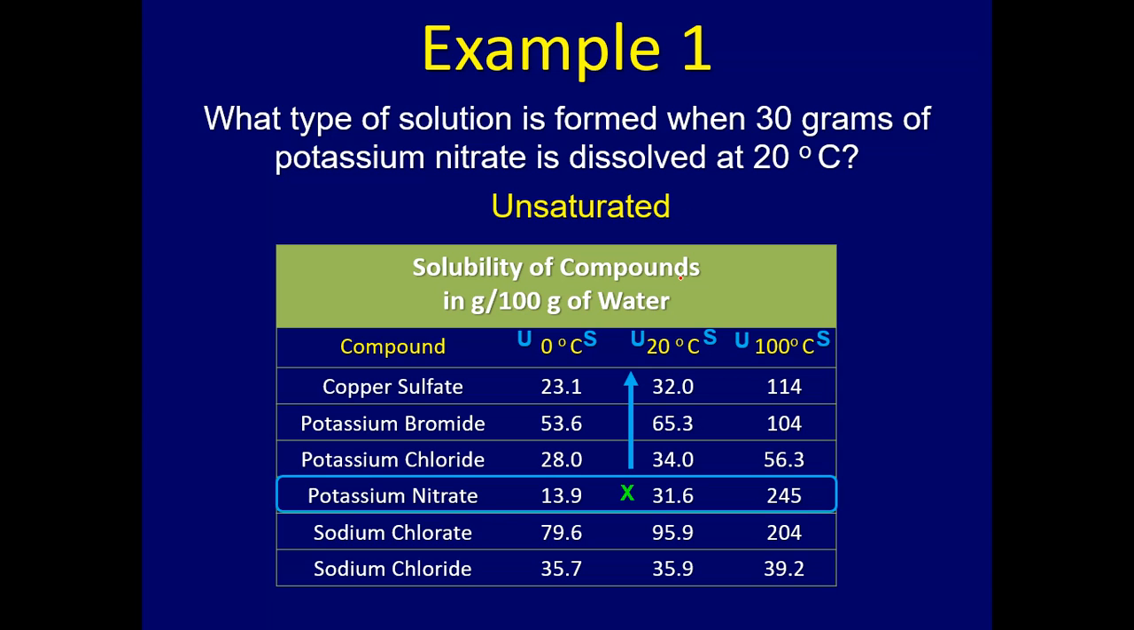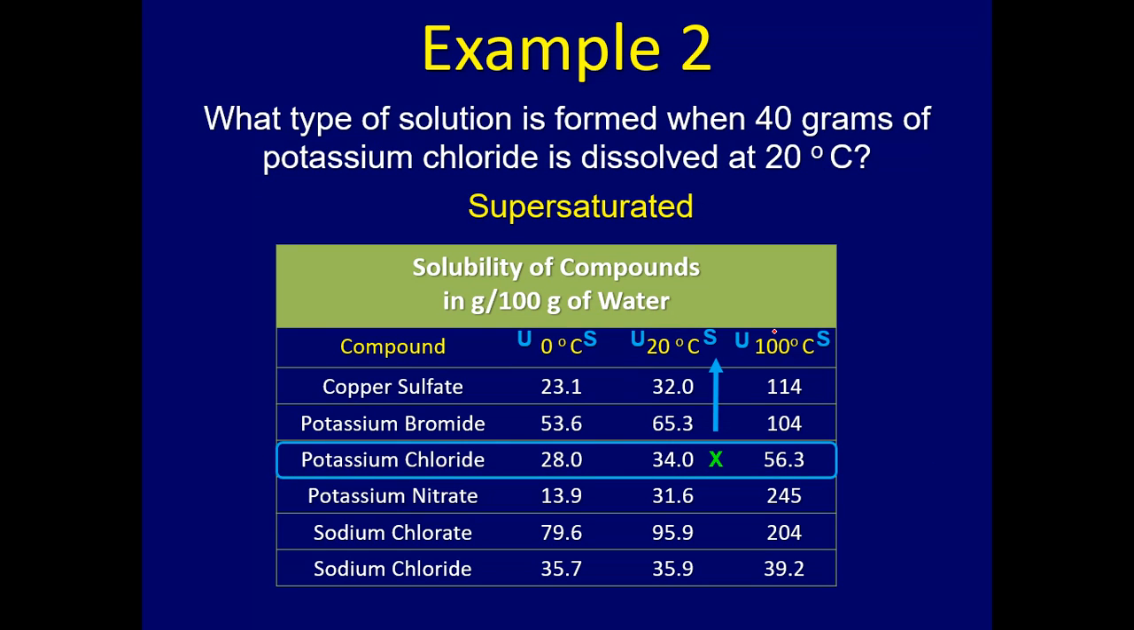Okay, so an example on this. What type of solution is formed when 30 grams of potassium nitrate? So we find the solution we're looking for, potassium nitrate, and it's 30 grams. Well, 30 grams falls in between the 13.9 and the 31.6, and we're looking for the temperature of 20 degrees Celsius. So that's this one. Since it is less than this amount, it falls to the left. It would form an unsaturated solution.